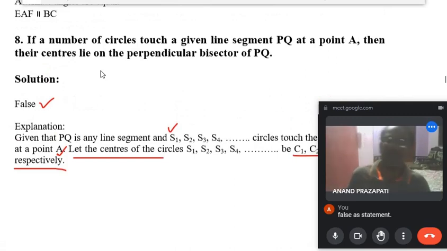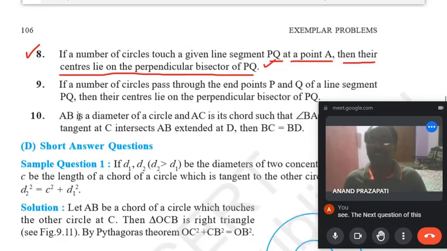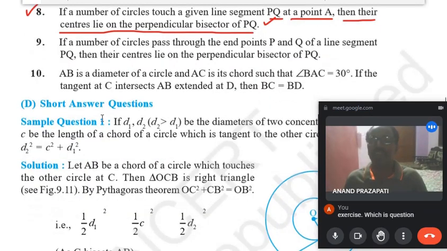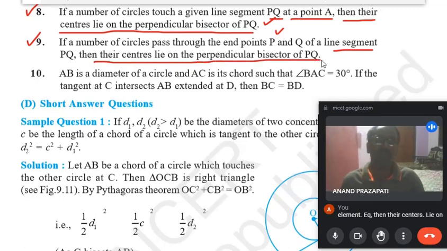Hope that there is no problem to understand the explanation of question number 8. Let's see the next question of this exercise, which is question number 9. If a number of circles pass through the end points P and Q of a line segment PQ, then their centers lie on the perpendicular bisector of PQ.